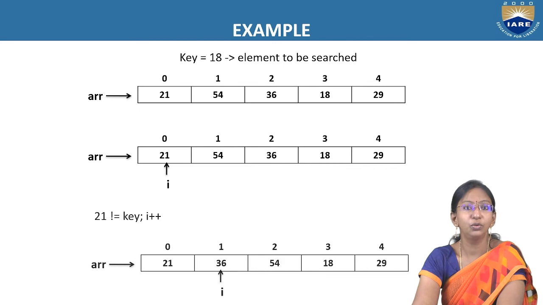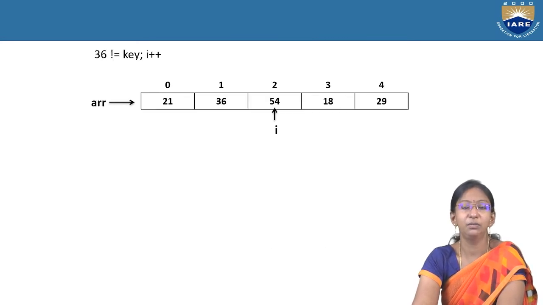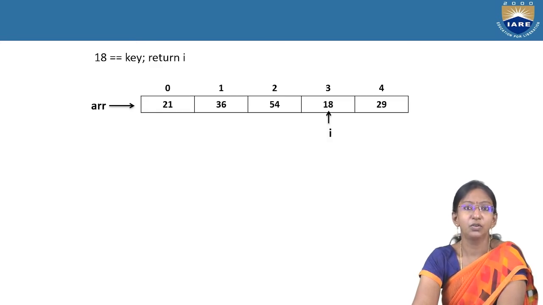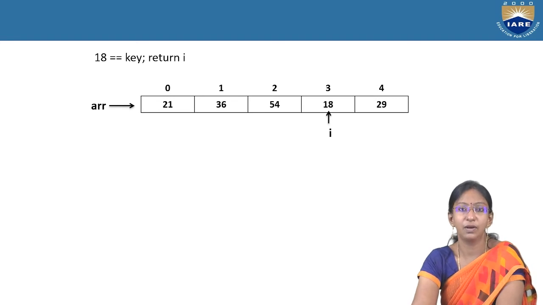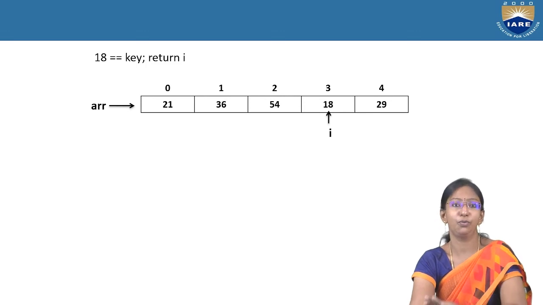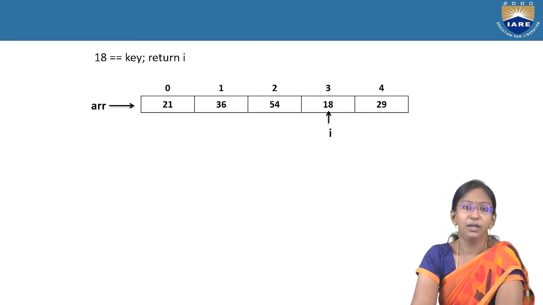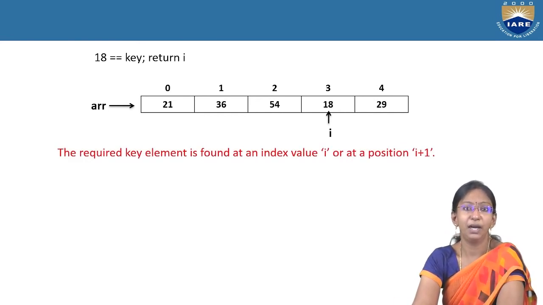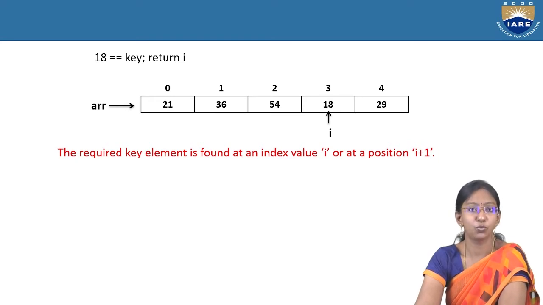Now I is pointing to 36. Is 36 equal to 18? No. Increment the pointer. Now I is pointing to 54. Even 54 is not equal to 18. Increment the pointer. Now there is a hit. So the element is found at the index value 3, position 4. So this is how we perform linear search. As I said, index value will be I, then its position will be I plus 1.